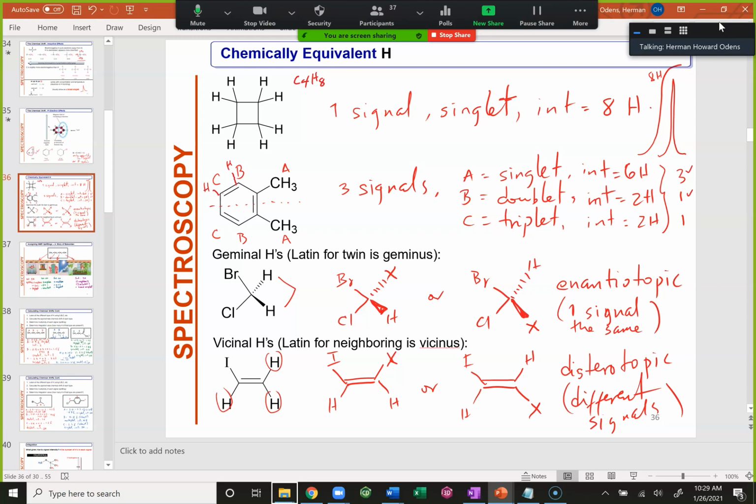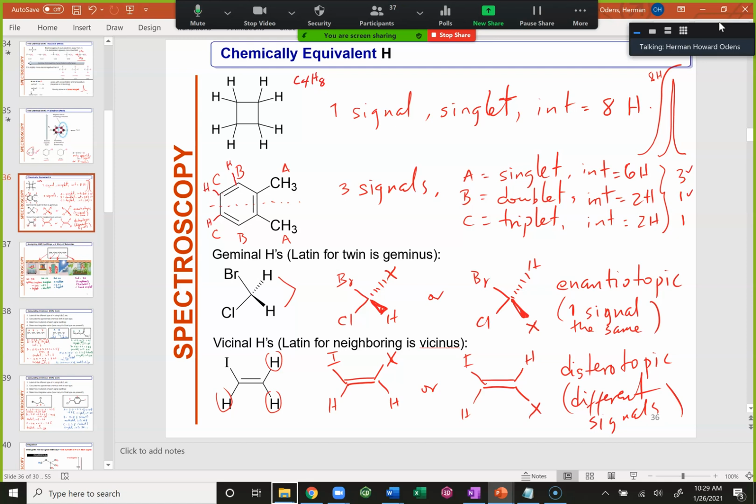Now notice that C is interesting. C has 2 neighbors. Don't discard this hydrogen here. This is still a neighbor for C. So C will have a neighbor in B, a neighbor in C. And so that will be 2 plus 1, a triplet. But the integration still goes by the mirror image, and that integrates for 2 hydrogens. All right.